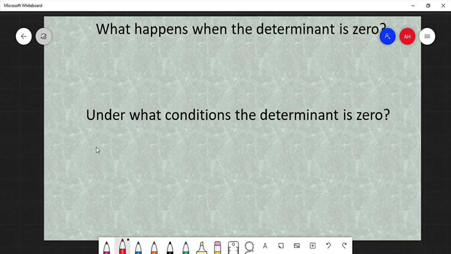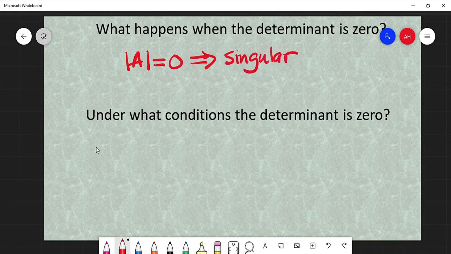We say if the determinant of matrix A is equal to 0, then the matrix is singular. What we mean by singular here is that the matrix has no inverse, or sometimes we say not invertible. The matrix is not invertible means the inverse does not exist.